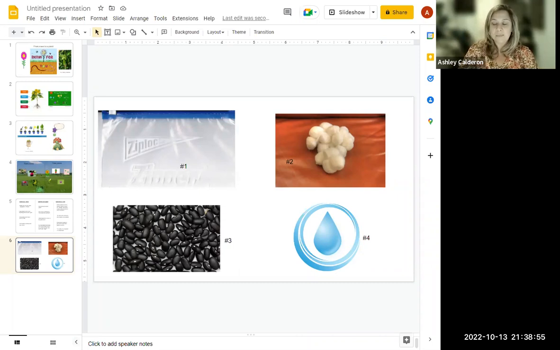And then last but not least, we are going to do our independent practice where you are going to write down 2 sentences. One will be a fact about a real plant and a fact about a fake plant. And I want you guys to draw a picture for me so I can see if you completely understand the difference between real and fake.